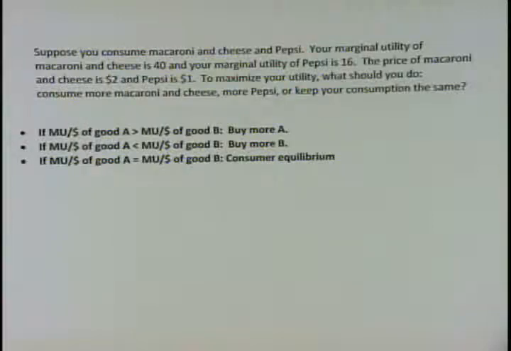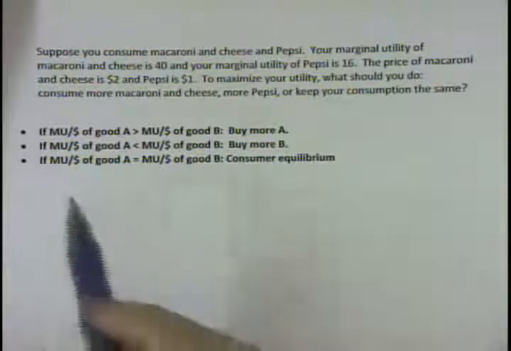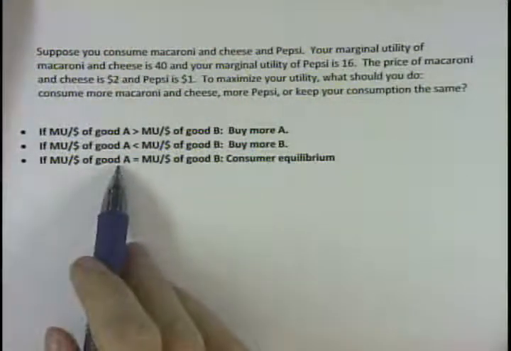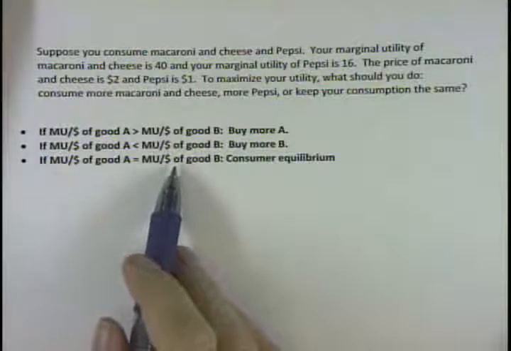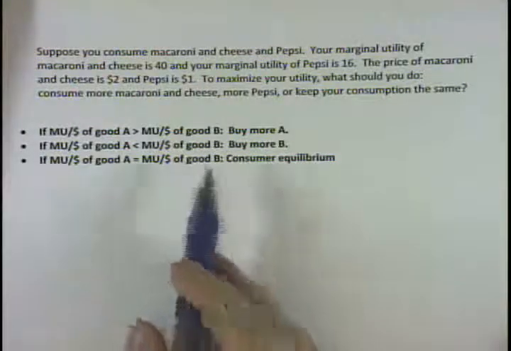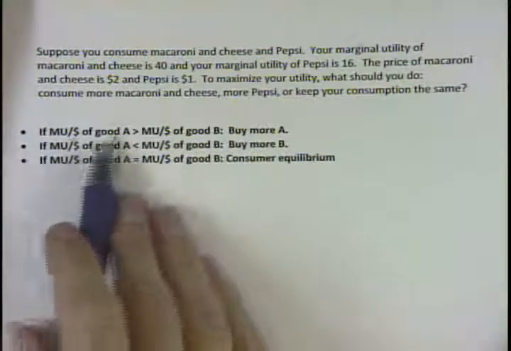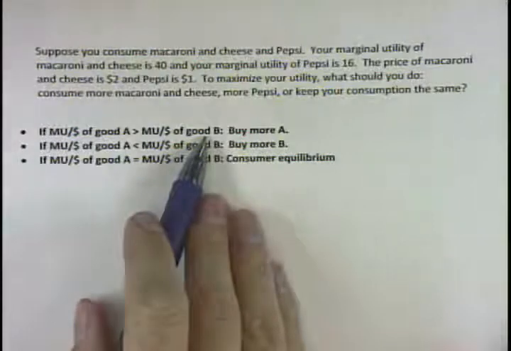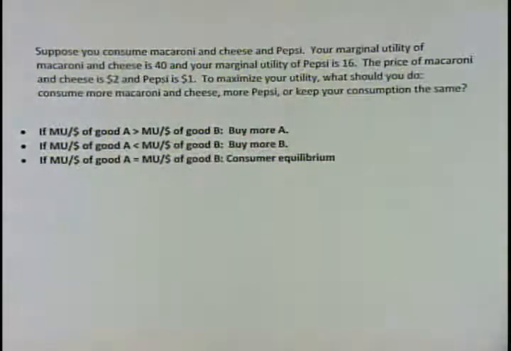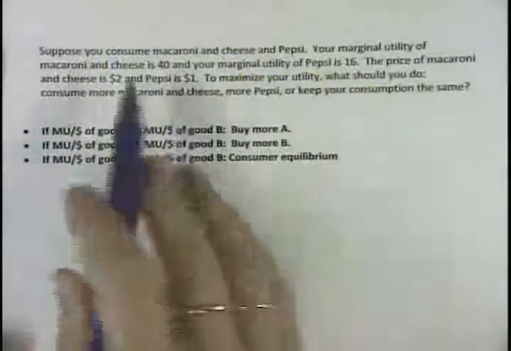With this video, we're trying to derive consumer equilibrium. In order to have consumer equilibrium, what we want is the marginal utility of one good per dollar to equal the marginal utility per dollar of another good. That's consumer equilibrium. If the marginal utility per dollar of one good is greater than that of another good, we want to buy more of the one that gives us more marginal utility per dollar. So let's work on our problem here.